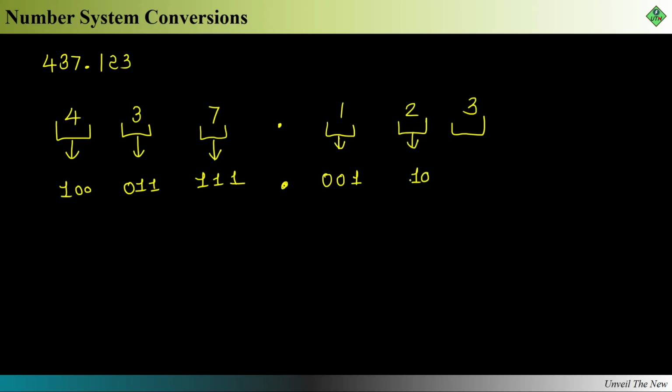It is again 2 digits, so we need to add 1 0 over here also. And binary of 3 is 11. So here also we will add 1 0. And by joining all these ones and zeros, this is your binary of 437.123.